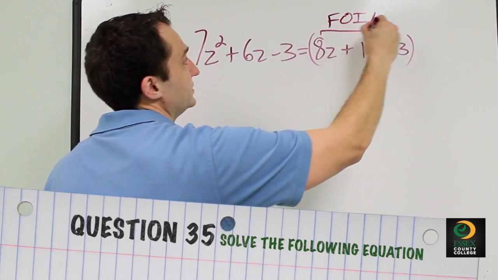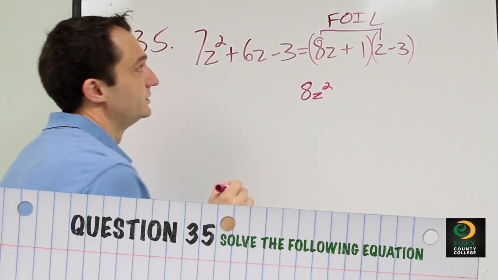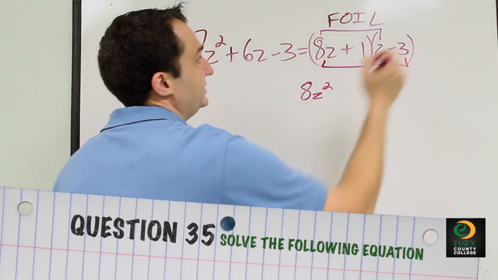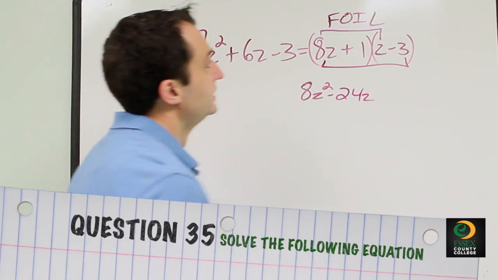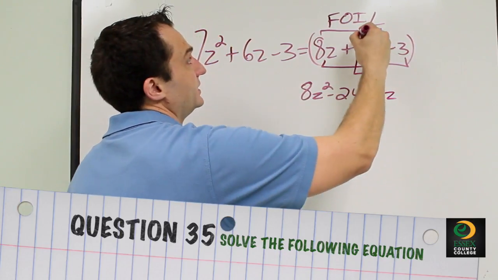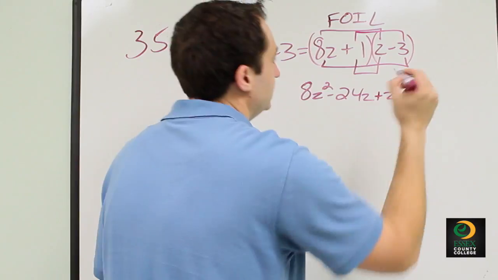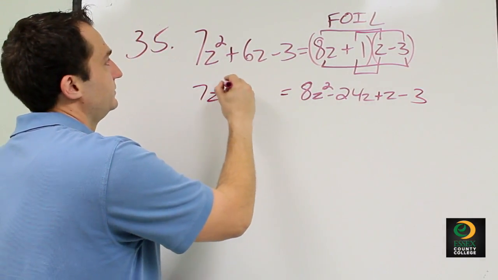So the first terms, 8z times z gives us 8z squared. The outer, 8z times negative 3, negative 24z. The inner, 1 times z is just plus z. And the last, 1 times negative 3, becomes negative 3. We're going to rewrite the rest of our problem.